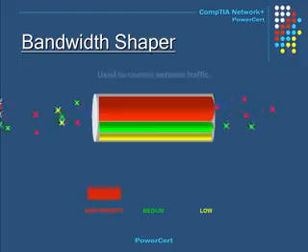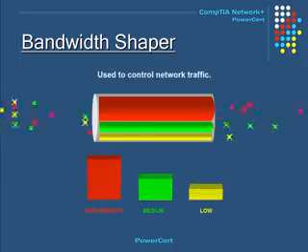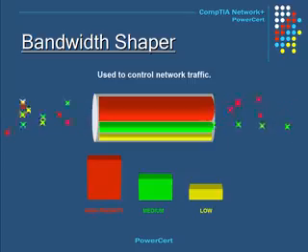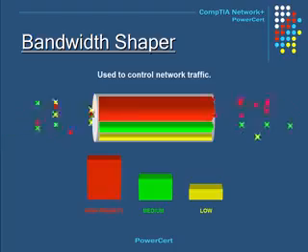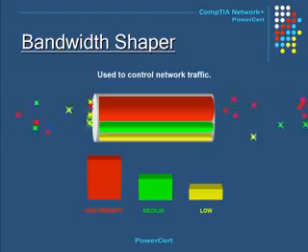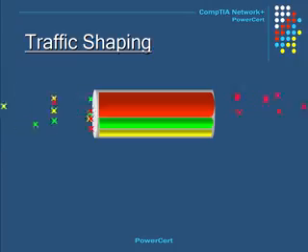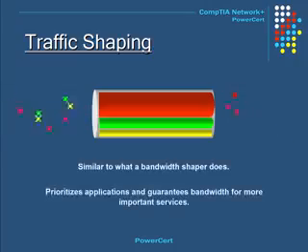A bandwidth shaper is used to control network traffic. You can use it to set upload and download limits on less important data, such as recreation. And you can also prioritize important data, like business needs, and make sure that it has the highest upload and download limits. And the term traffic shaping is similar to what a bandwidth shaper does. It prioritizes applications and guarantees bandwidth for more important services.